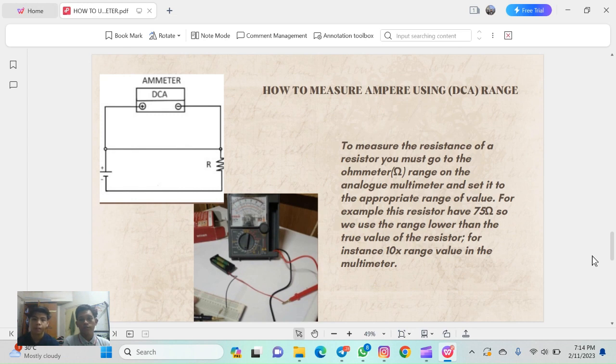How to measure ampere using the DCA range? To measure the resistance of a resistor, you must go to the ohmmeter range on the analog multimeter and set it to the appropriate range of value. For example, this resistor has 75 ohms, so we use a range lower than the true value of the resistor. For instance, the 10 times range value in the multimeter.